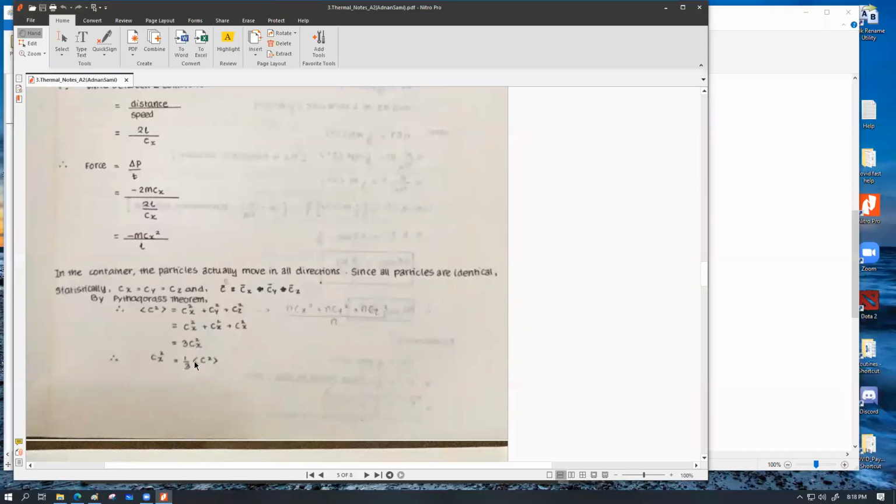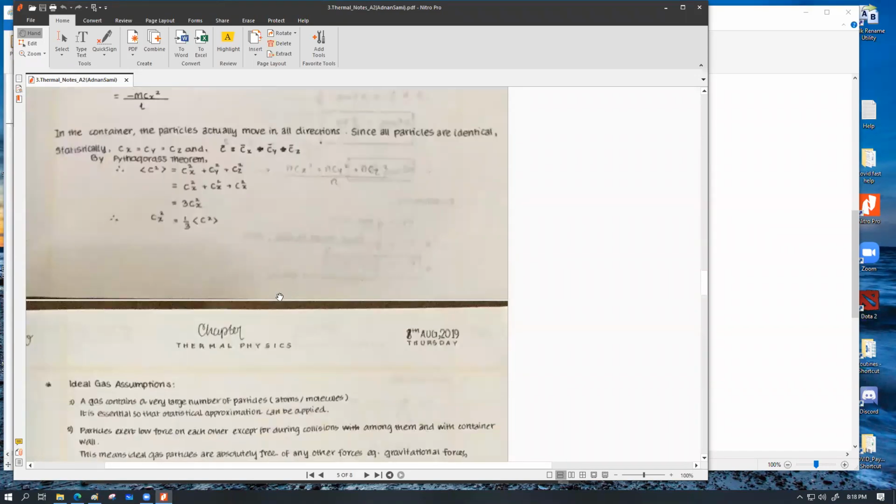3CX square. So we can write CX square is equal to 1/3 of C square. This is the MS velocity, mean square velocity. This is not root mean square because we have a square inside. So this is what we call the mean square velocity. So CX square can be written as 1/3 of the mean square velocity. We're going to replace this CX square in this equation to get the force. So we're going to do that over here.